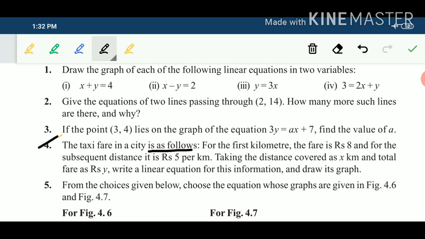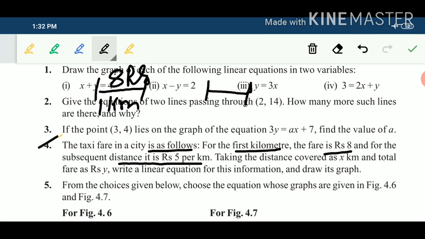For the first kilometer, when a taxi covers a distance of 1 kilometer, the fare is rupees 8. And for the subsequent distance, it is rupees 5. After that, if it covers the next 1 kilometer, the fare is rupees 5. Again for the next 1 kilometer, 5 rupees.